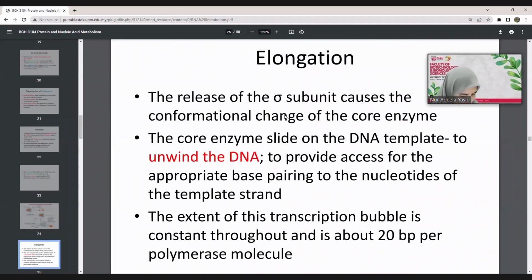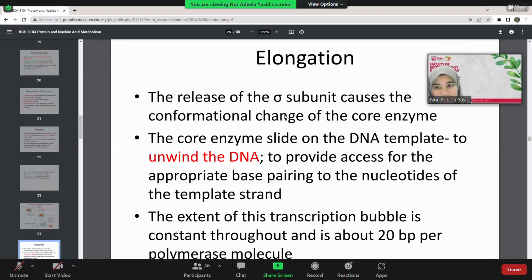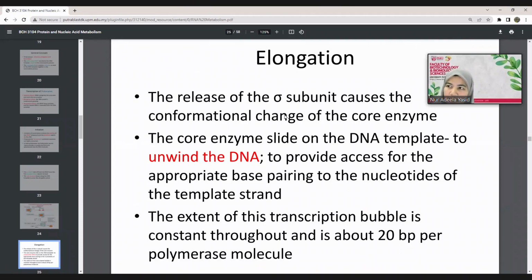Are there any questions on the initiation? Take note, at the moment we are discussing the transcription process of the prokaryote system. So what happens during the elongation?